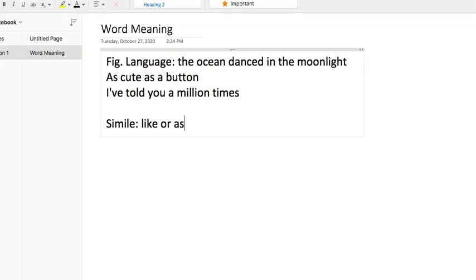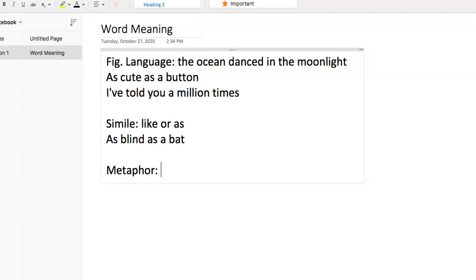Another simile, there's a million of them, but as blind as a bat. So again, the word as or the word like, that's what we're looking for in a simile, and it's a comparison.